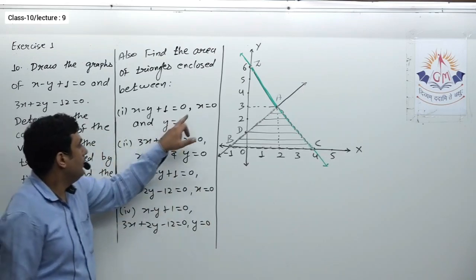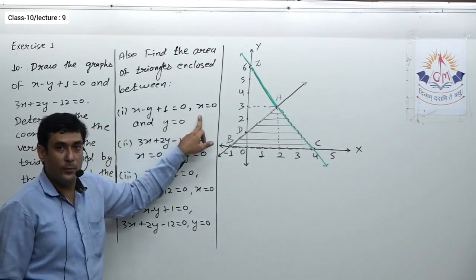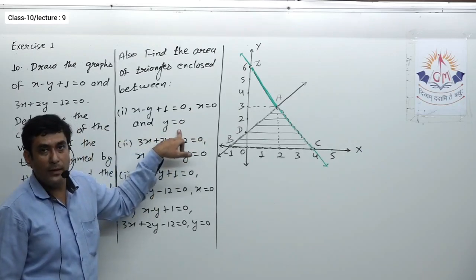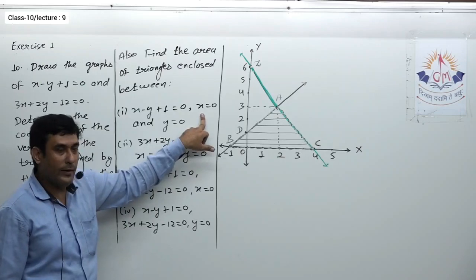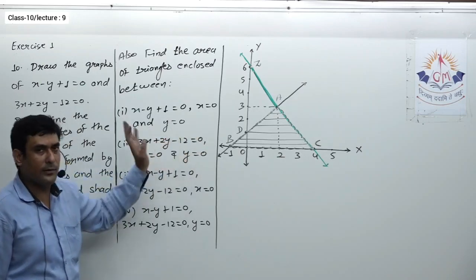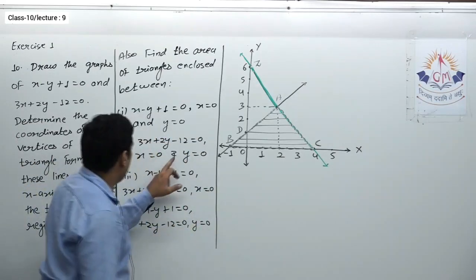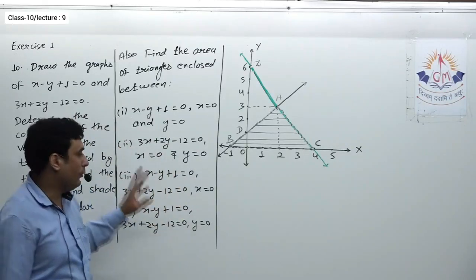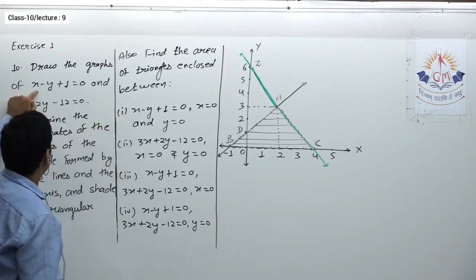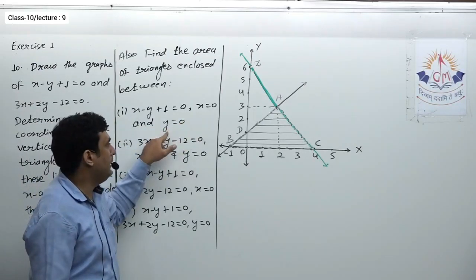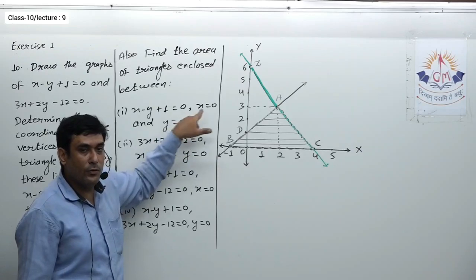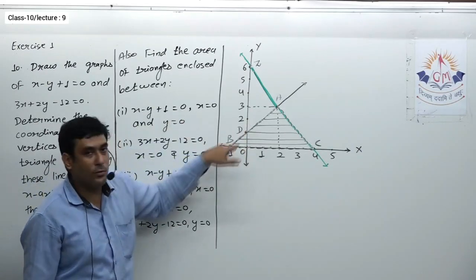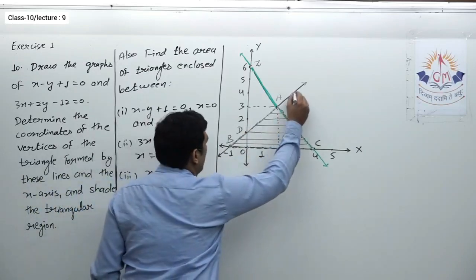Now first of all, you should understand that x equal to 0 means I am talking about the y axis, and y equal to 0 means I am talking about the x axis. That is the concept from previous classes. So there are 4 questions in which we have to find the area in all 4 cases. First case says the first equation and both the axes, x equal to 0, y equal to 0. The first equation, if you see in the diagram, I took with the black marker. So this is the first equation.